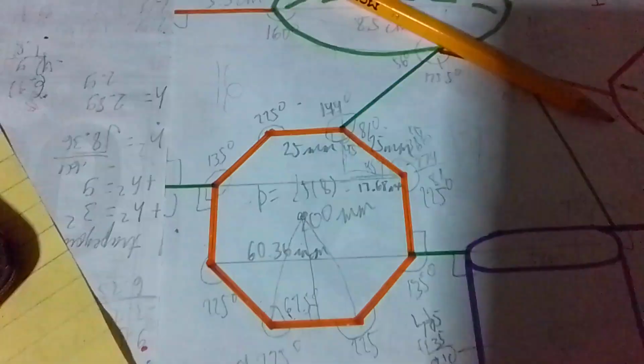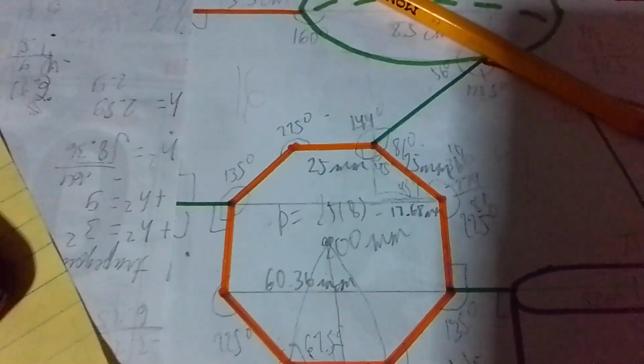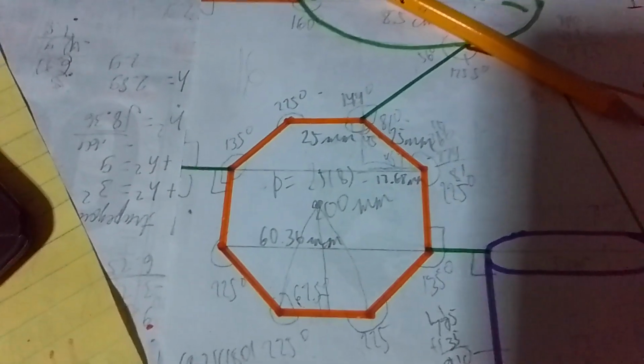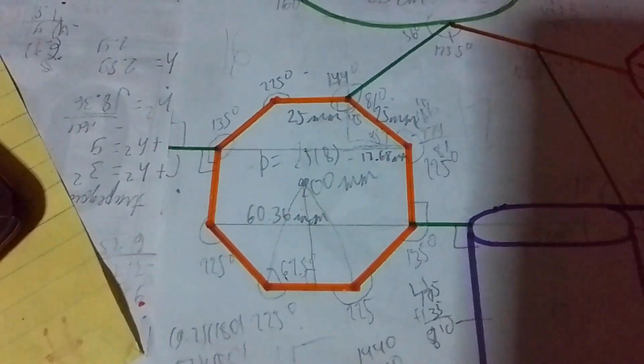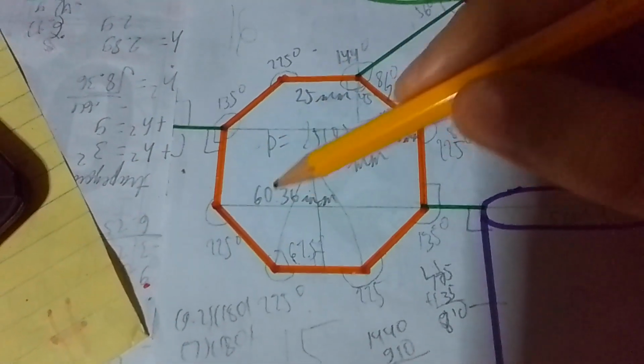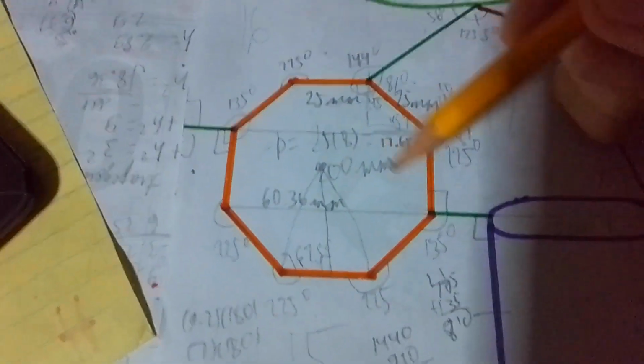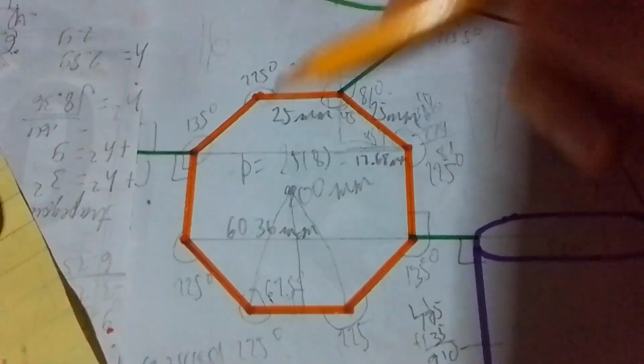trapezoids are congruent na. Now all you need to do is keep that answer, and then we add it with the area of the rectangle. And it's very easy. It's just 60.36, which is the measure here, times the height, which is 25 millimeters. This is also 25 millimeters because it's a regular octagon. So you must multiply that.